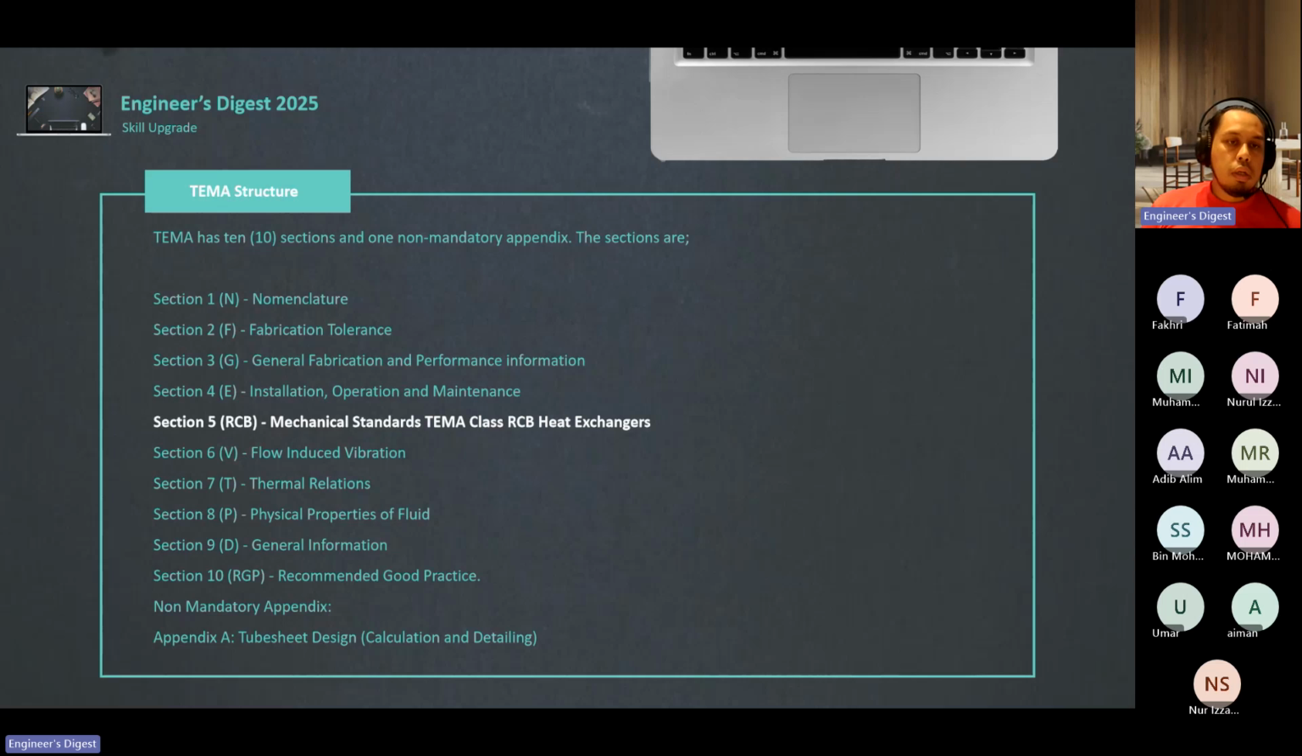Why does it say here as non-mandatory appendix? Because if our heat exchanger is governed by ASME 8 Division 1, the tube sheet thickness calculation is governed by the ASME code and not governed by TEMA. Okay, if our heat exchanger is not governed by ASME 8, then the tube sheet design thickness is governed by this code, Appendix A. Okay.